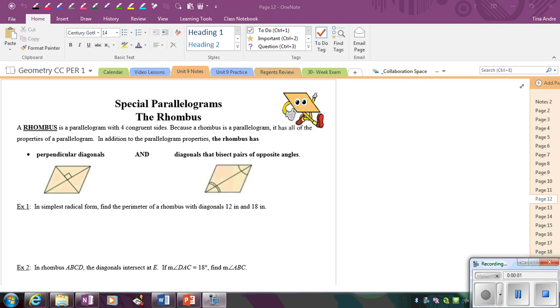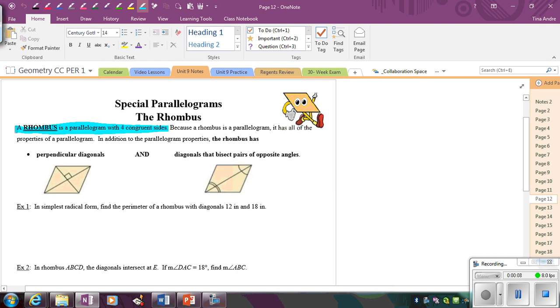In this lesson, we're going to learn about the rhombus. So the definition of a rhombus is it's a parallelogram with four congruent sides. The biggest difference between a parallelogram and a rhombus is that all four sides have to be congruent in a rhombus. Remember that a rhombus is a parallelogram, so it inherits all of those parallelogram properties.